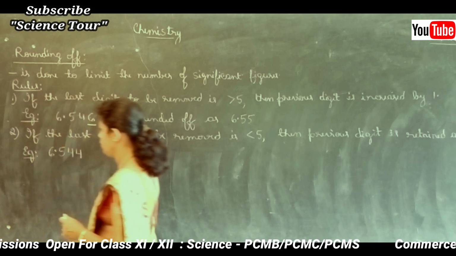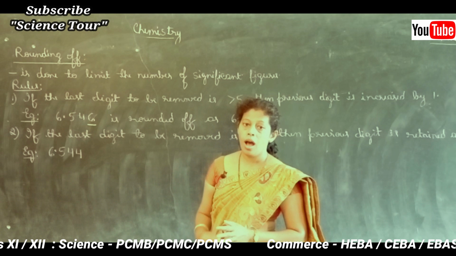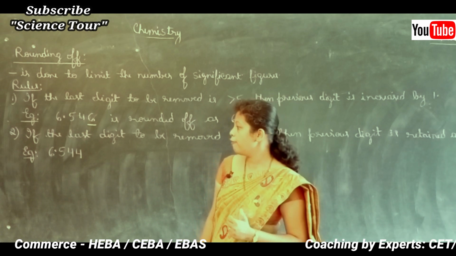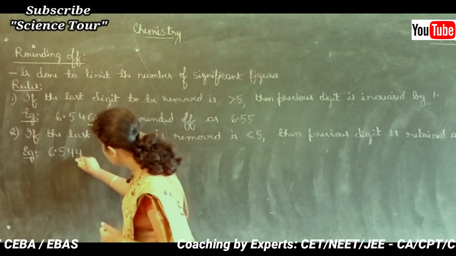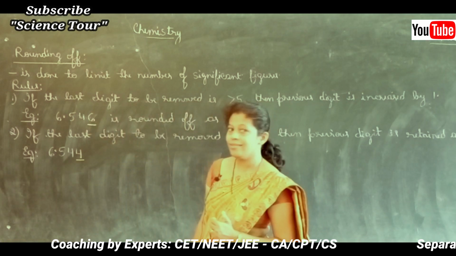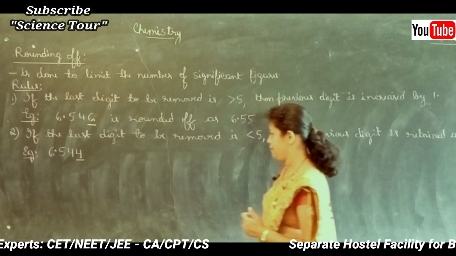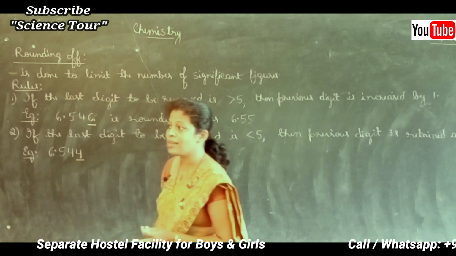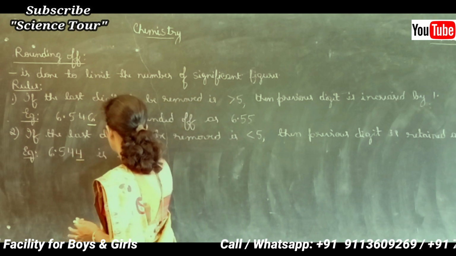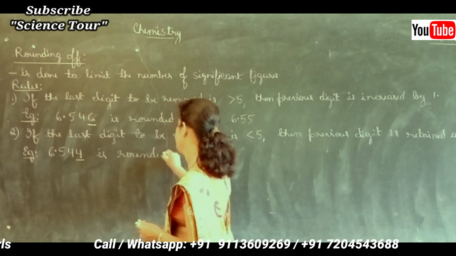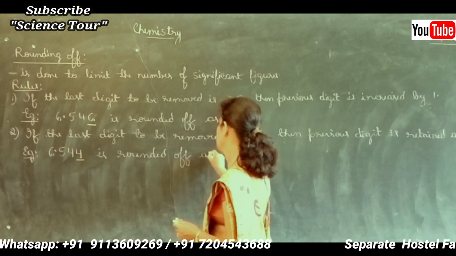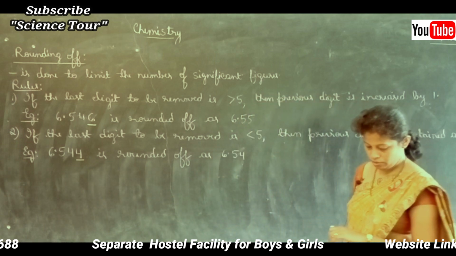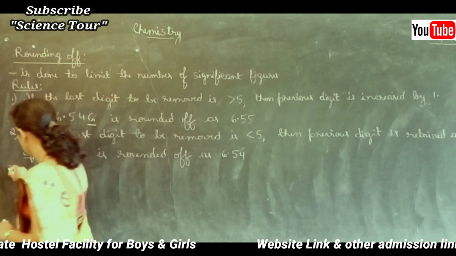6.544. In this number, I have 4 significant figures: 6, 5, 4, 4. The last digit to be removed, I'll underline, that is 4, which is less than 5. So if this digit is removed, the previous digit is kept as it is. So this is rounded off as 6.54. Now rule number 3.